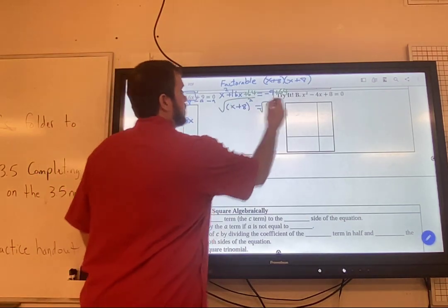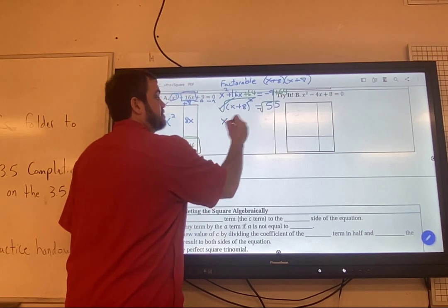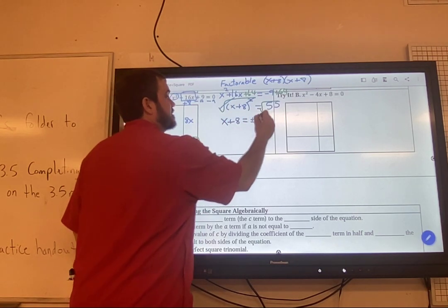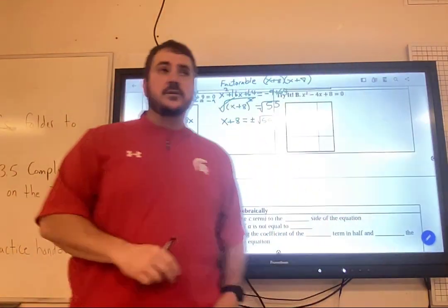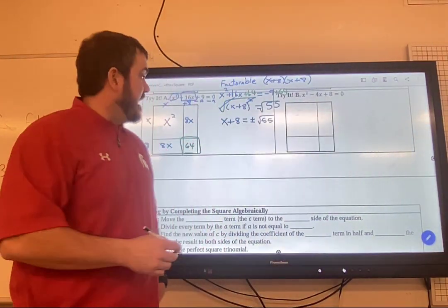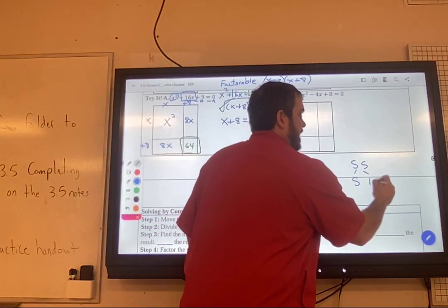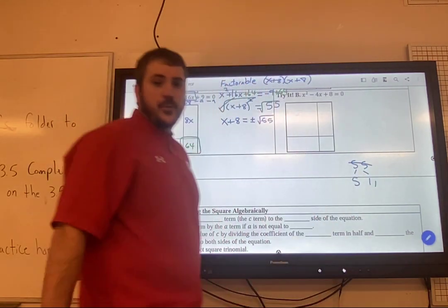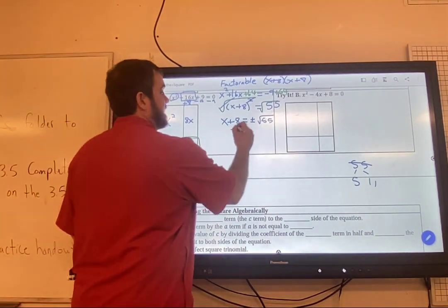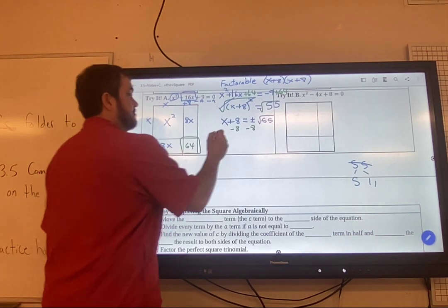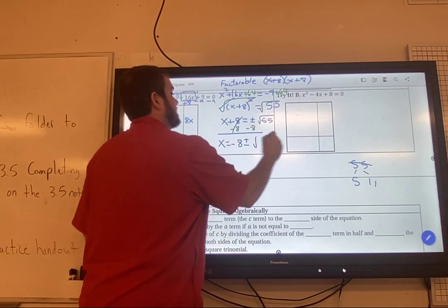Square root both sides. And that gives you x plus 8 equals plus or minus square root of 55. I should try to simplify the square root of 55. There are no perfect square factors of 55, or if you try to do a tree, the only factors are 5 and 11, prime, no pairs. That's simplified. So all we have to do to get x by itself is just -8, -8. Final answer, x equals -8 plus or minus the square root of 55.